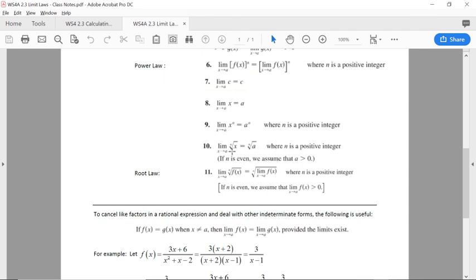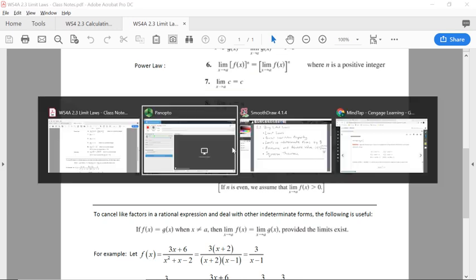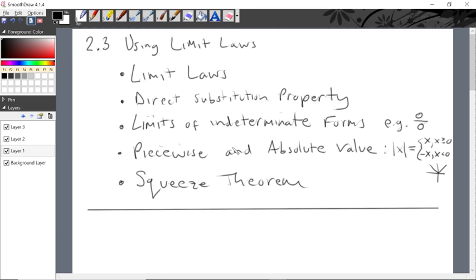I'll show you a quick example why. Let's say we take the limit as x goes to 0 of the square root of x. Let's take a look at that example right now.